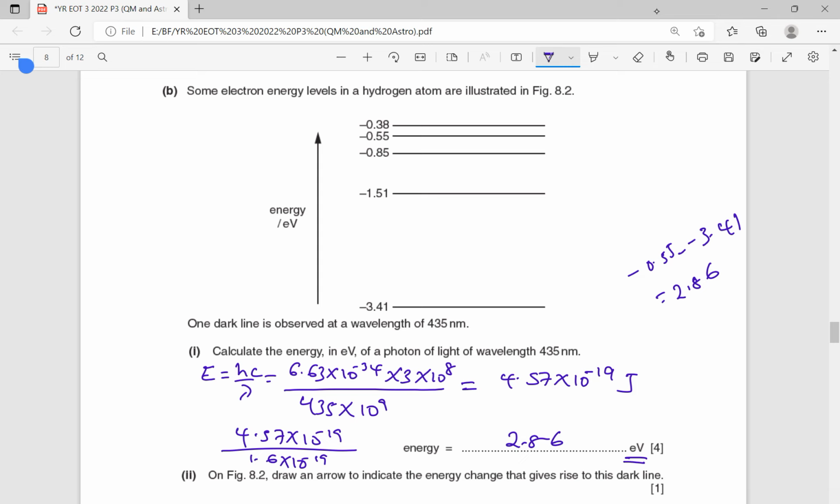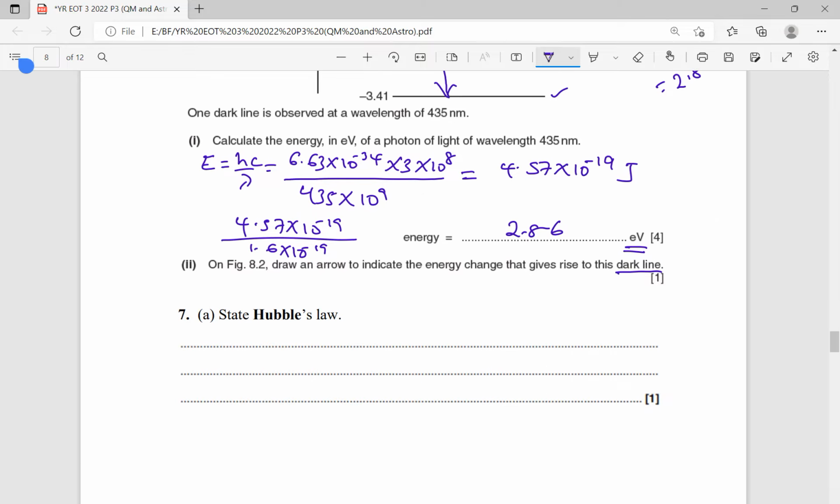Remember, an electron absorbs a photon whose energy is the difference in the energy levels. So it is from negative 3.41 to negative 0.55. Therefore, I'll draw a line from here up to this. Of course, you could draw one pointing upwards, but after all, this is re-emitted randomly in any direction. That's why it is actually a dark line. So that will be the transition from negative 3.4 to negative 0.55.